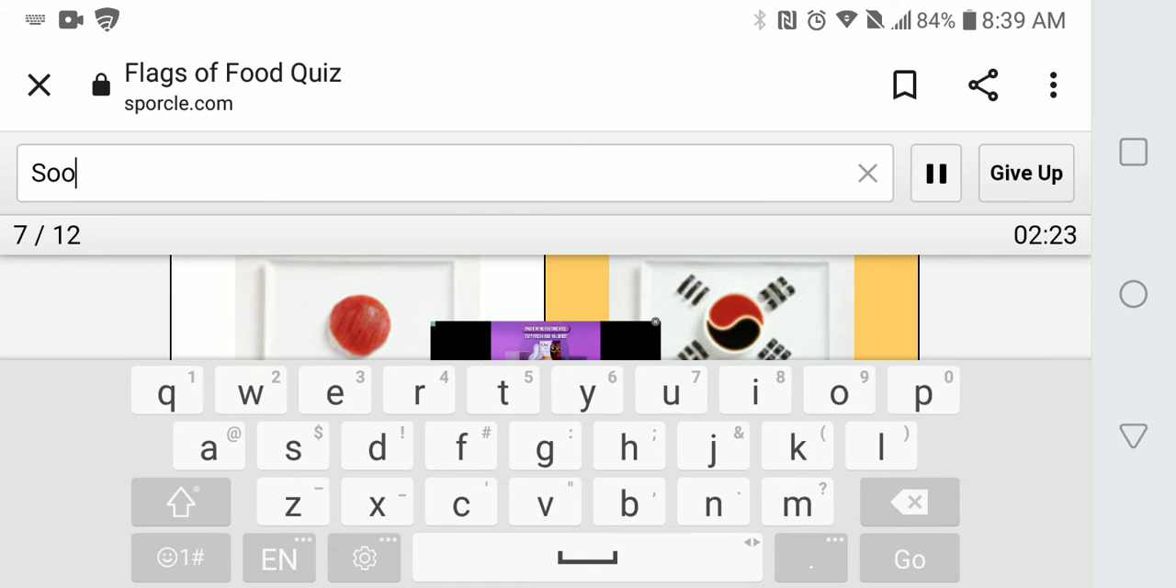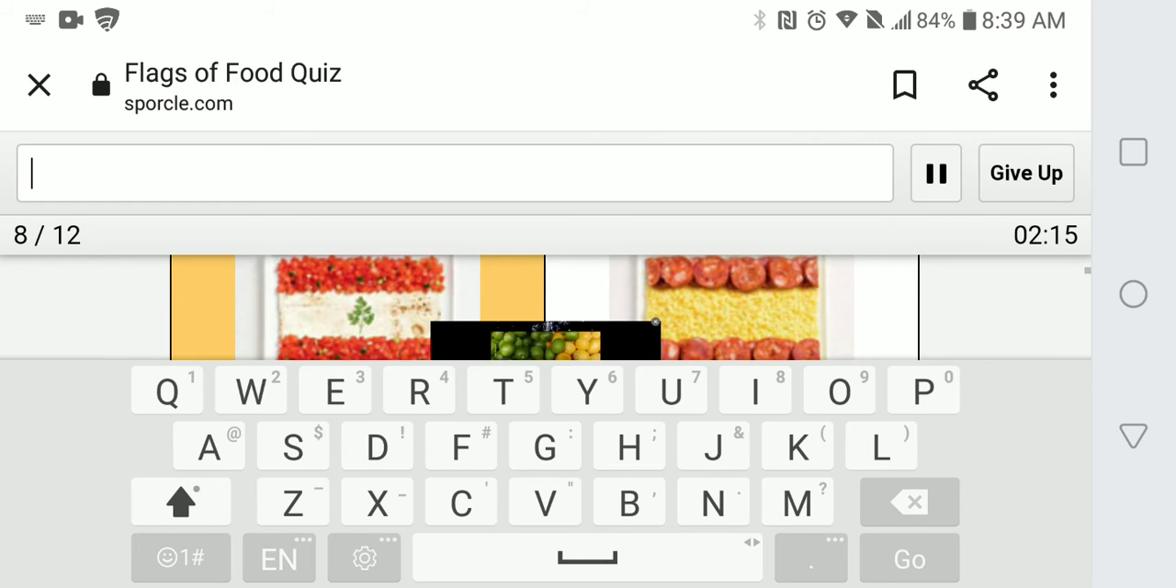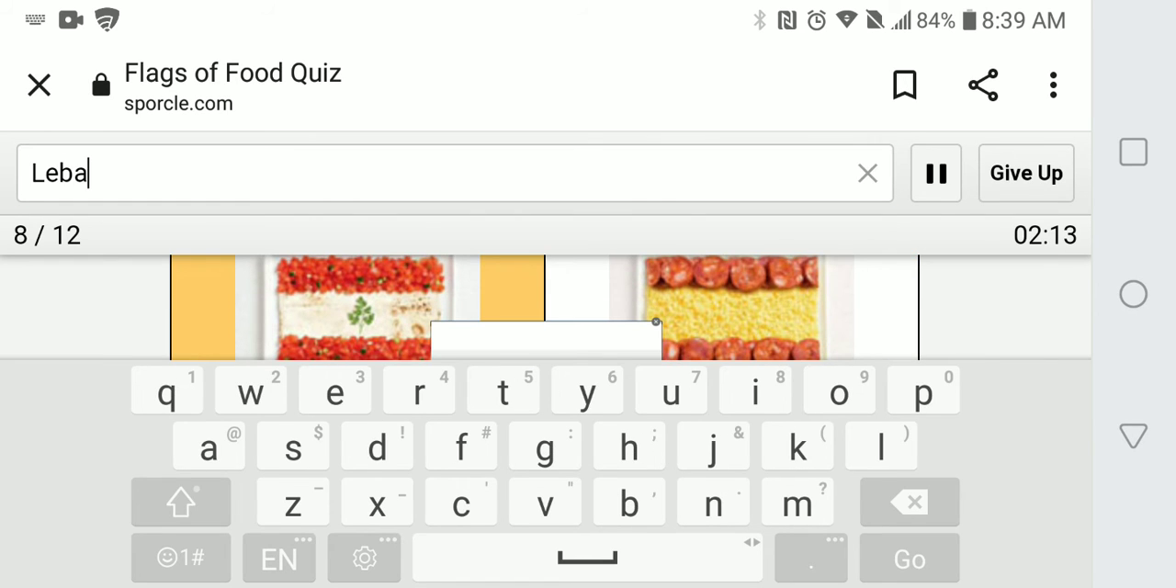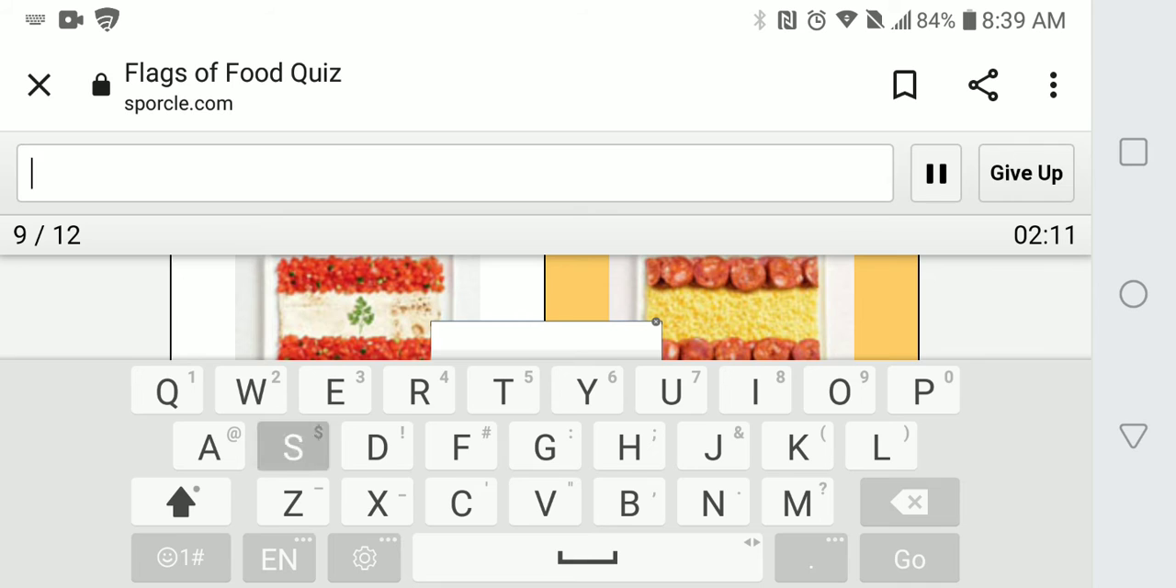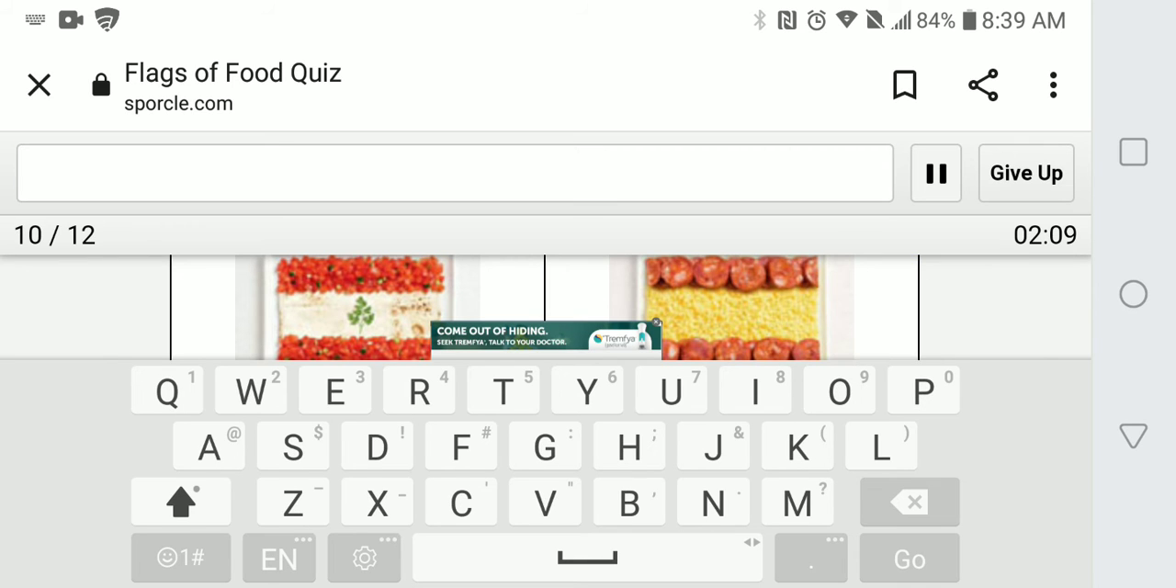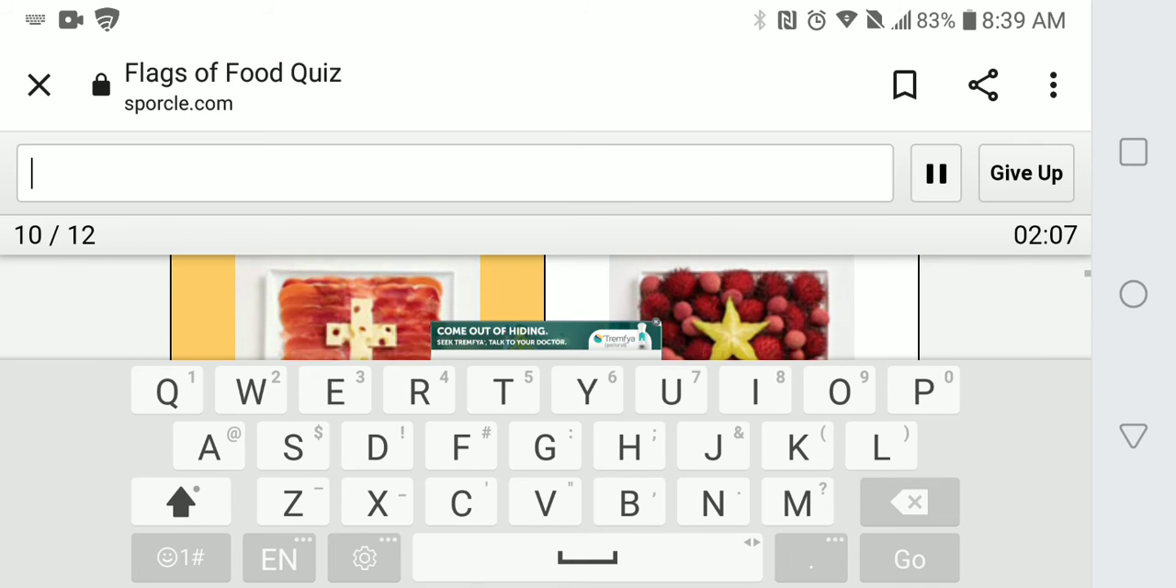This one is South. I spelled it wrong. Korea. This one is Lebanon. This one is Spain, I'm pretty sure. Yeah, but it's missing the thing in the middle that it has.